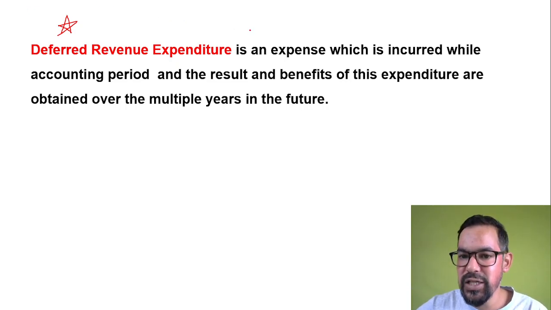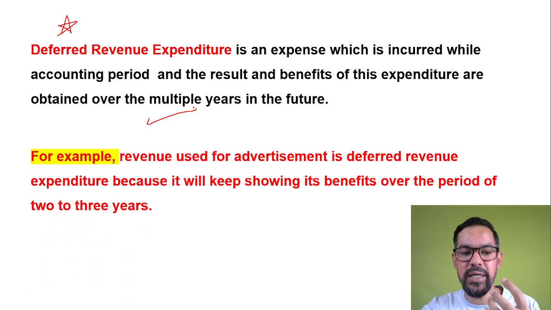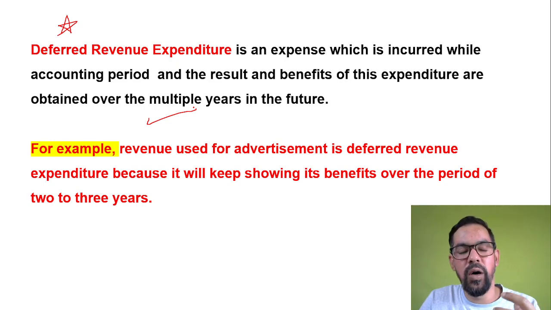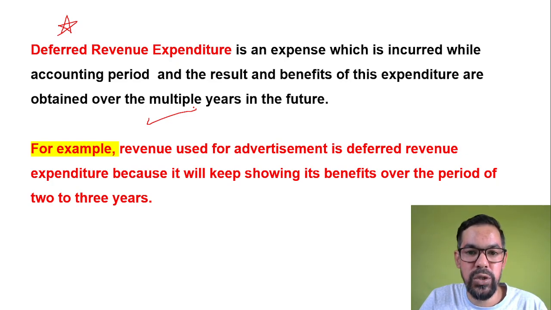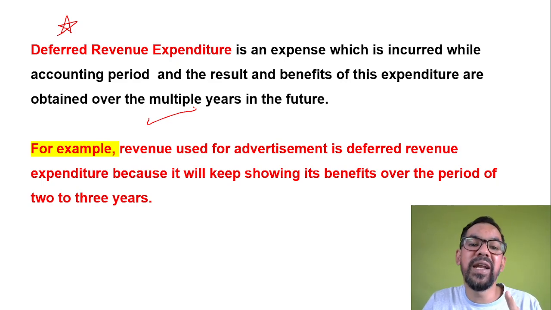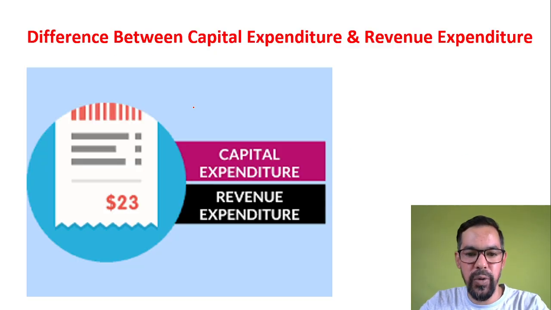It is an expense which is incurred during the accounting period, and the result and the benefit of this expenditure are obtained over multiple years in the future. As I gave you an example of advertisement or marketing activities, or even for your goodwill creation you did some activities. These are activities where you made an expense in an accounting period, but the benefit is generally for 2 to 3 years, or you'll get that benefit over the period as well. Hope this is clear, and this is a very important one. Hope you get this particular point clearly.